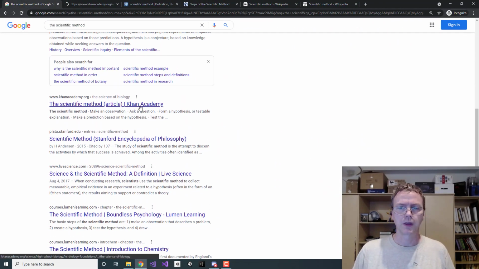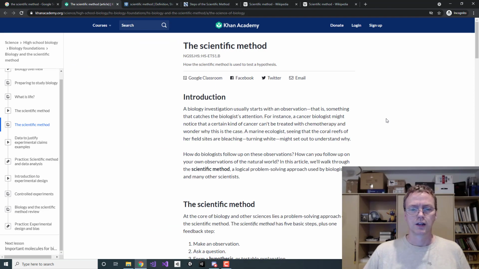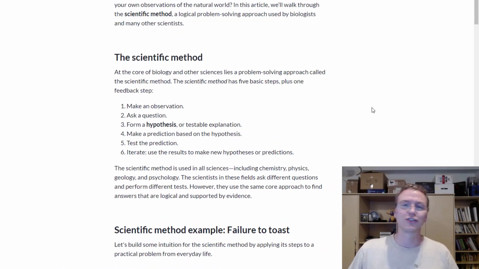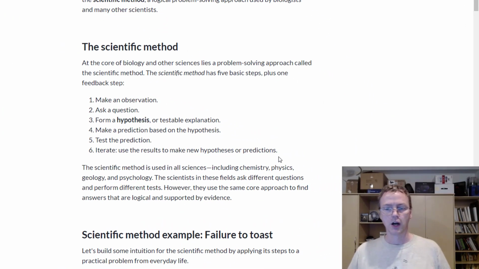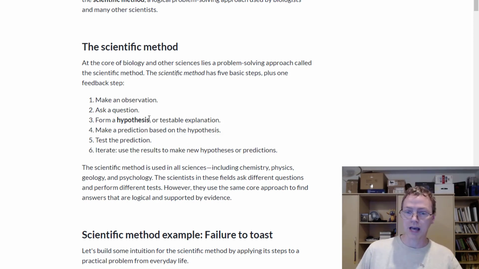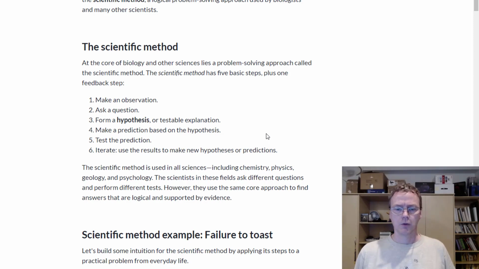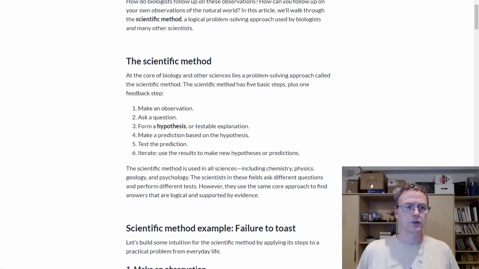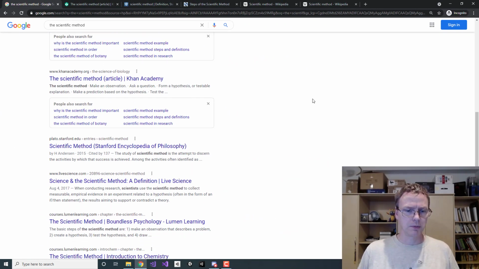Khan Academy. I've heard of them. Khan Academy. There we go. Here's a series of steps. This is what we were looking for. We got 6 steps. We start with an observation, then we ask a question, form hypothesis, make a prediction, test the prediction, iterate. Okay, why doesn't this one have experiment? There's no experiment here. Why is it different? Let's keep going. Let's see at least one more, maybe a couple more.